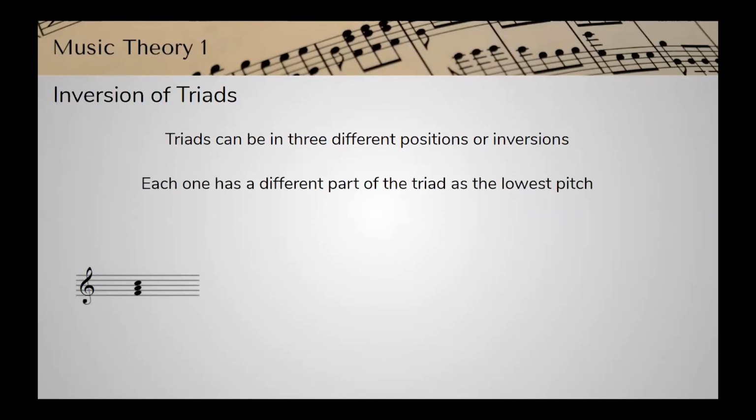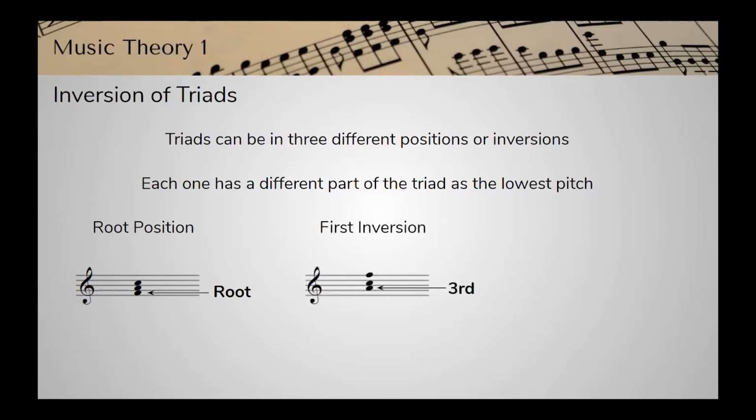So here is an F major triad. Since the root of this triad is also the lowest note, we call this a root position triad. This is considered the basic form of a triad. Whenever we think about triads, we think about them in root position. We name them after root position. They work in music in a root position kind of way. So they're kind of like the default form of a triad.